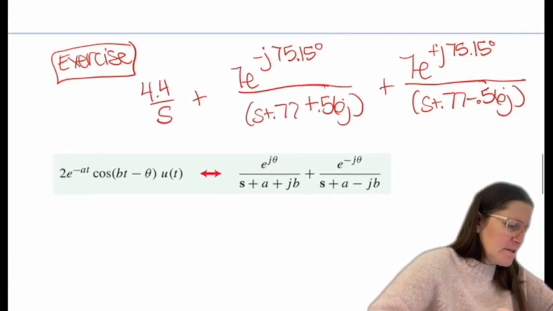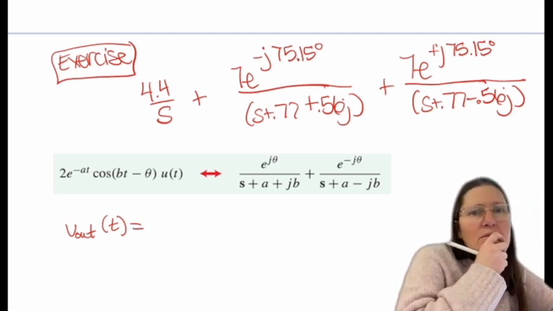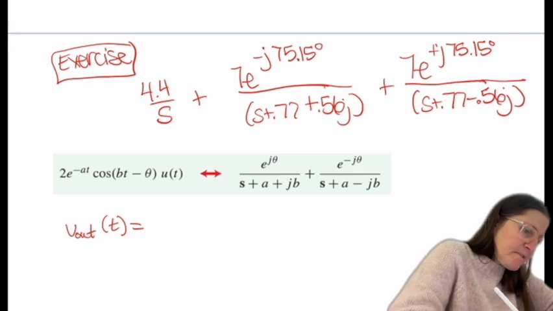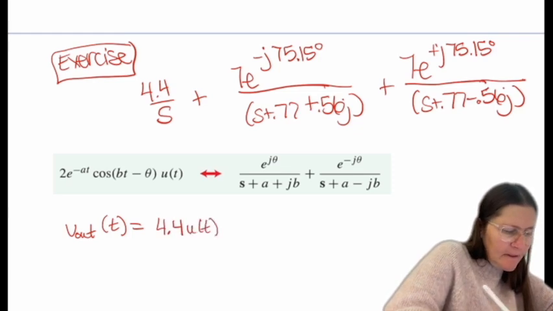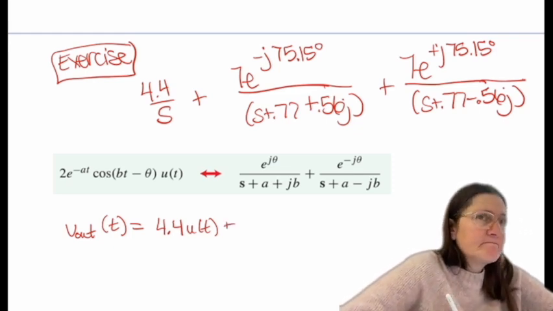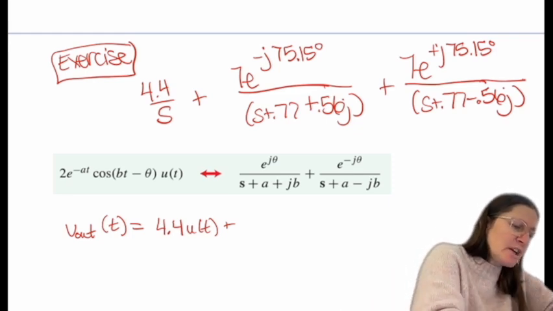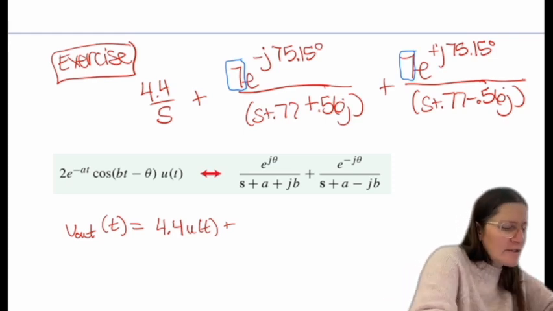So using this, what will this translate into for v out of t? What does the 4.4 over s become? 4.4 u of t. And then plus 2 times what though? 7. Right, 2 times 7. So we bring out the constant on each of these. You have to take 2 times 7, so it'd be 14.